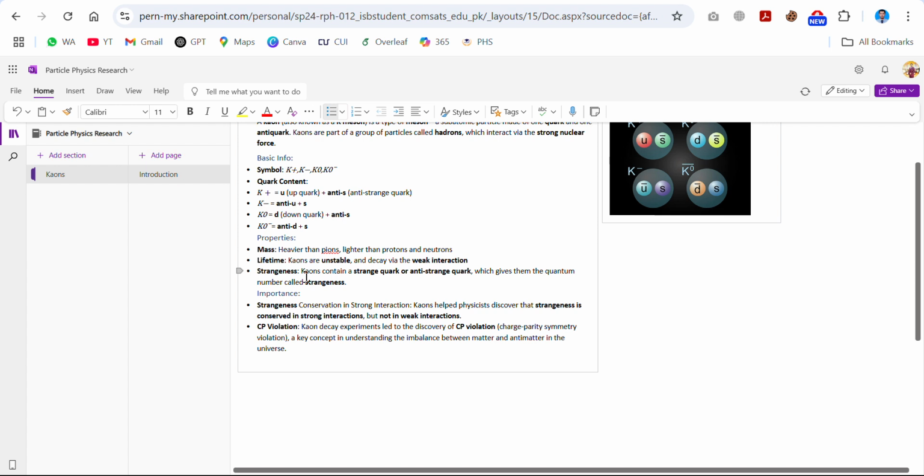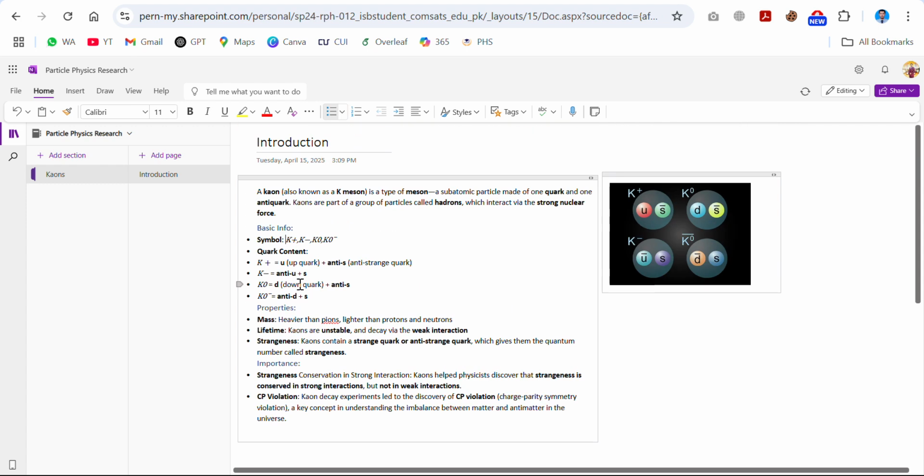So let's move on to the properties. First of all, their mass: kaons are heavier than pions but lighter than protons and neutrons. And let's discuss their lifetime.